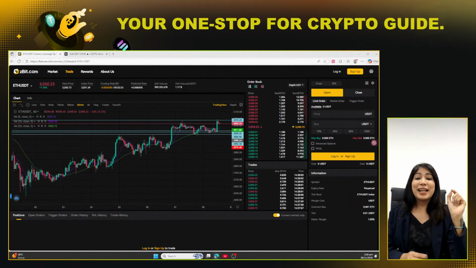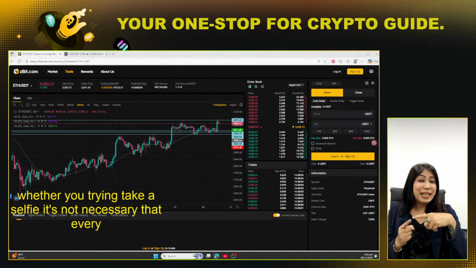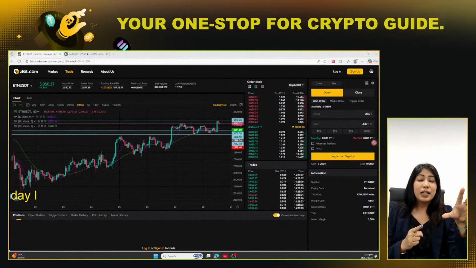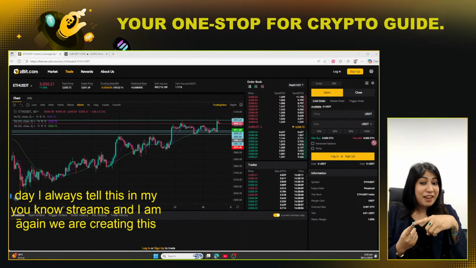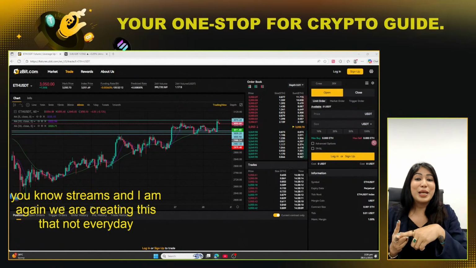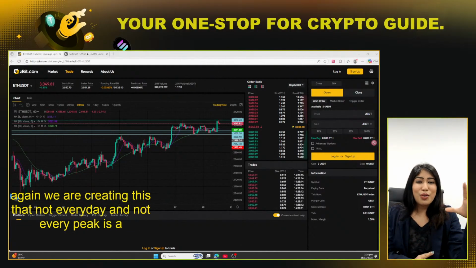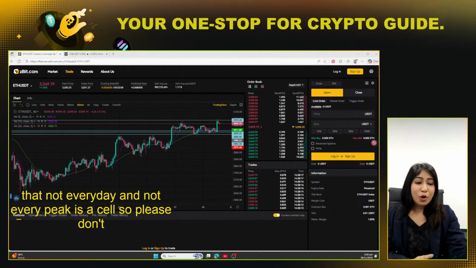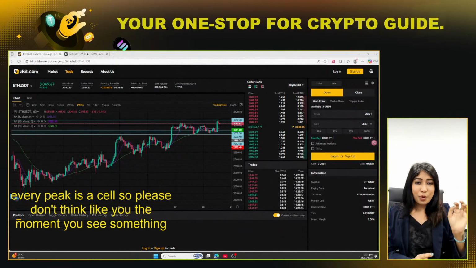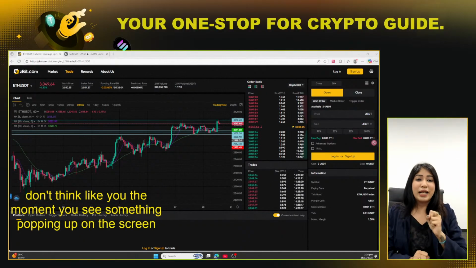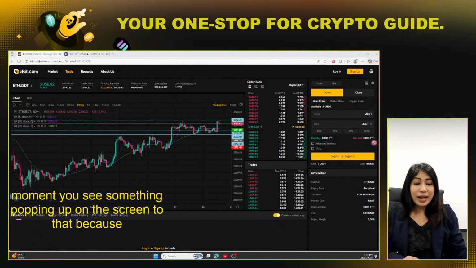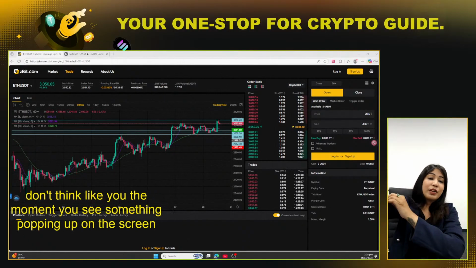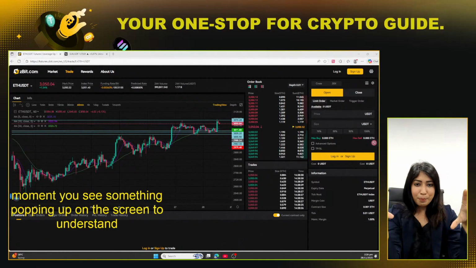It's not necessary that every movement, every dip, is a trade. I always tell this in my streams, and I'm reiterating it: not every dip is a buy and not every peak is a sell. So please don't think, the moment you see something popping up on the screen, that you want to capture that movement. Don't rush into that, because ultimately we are trying to first understand the bigger perspective of it.